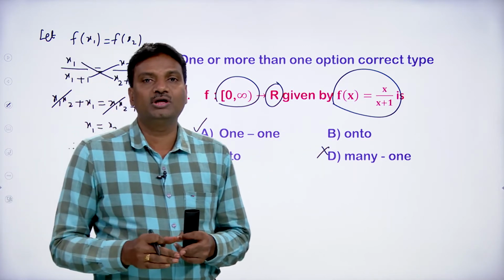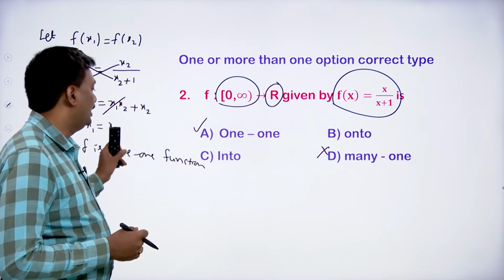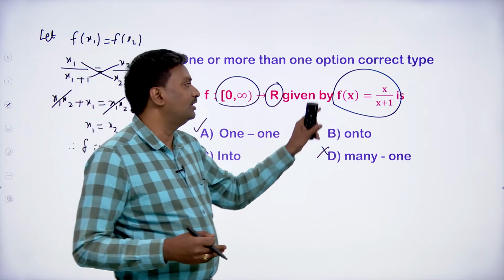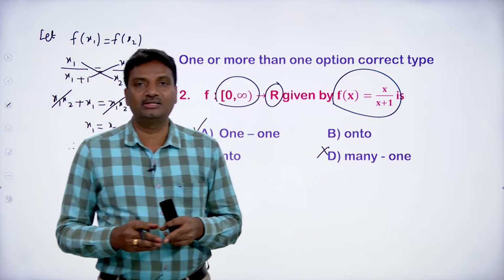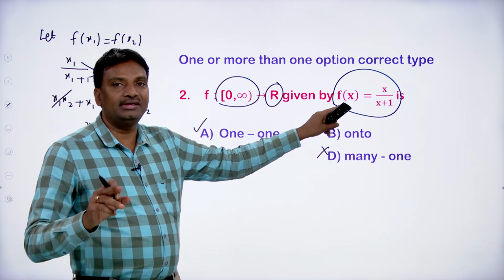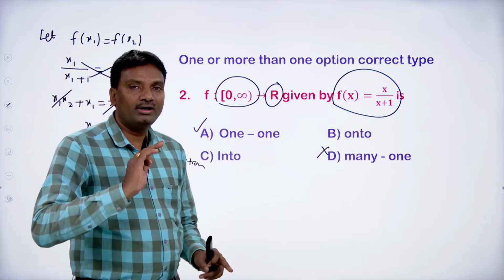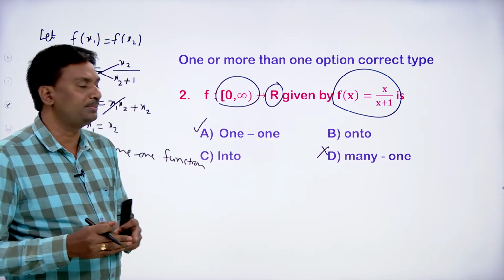But with respect to the problem, by considering f of x1 equal to f of x2, we have x1 equal to x2. So clearly the function f of x equal to x by x plus 1 is a 1 function. Since this is a 1 function, we can say that it is not a many one function. So we can take option A and not consider option D. So we can eliminate option D.